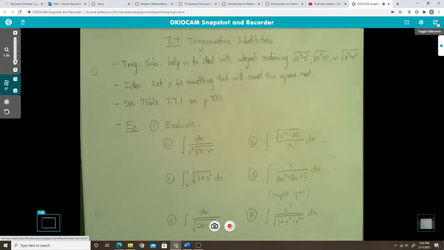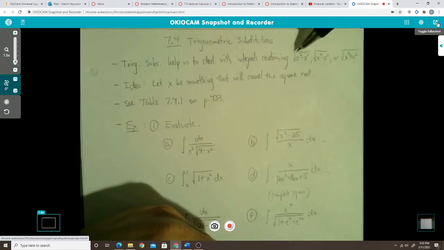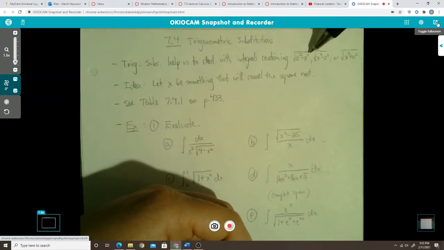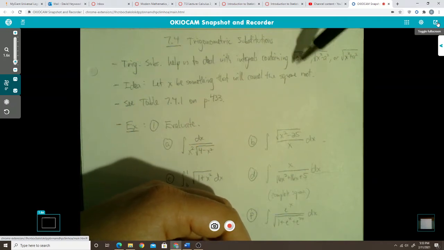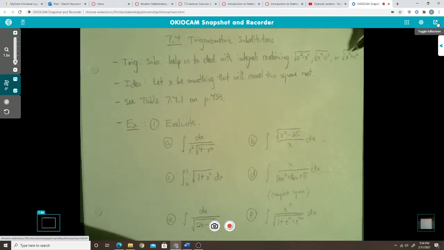All right, so let's look at 7.4, which is all about trig substitutions. Trig substitutions help us to deal with integrals that contain expressions of the form a squared minus x squared, usually under square roots, right? So square root of a squared minus x squared, square root of x squared minus a squared, or square root of x squared plus a squared. And obviously with addition you can do the addition in any order, so this takes care of both orders.